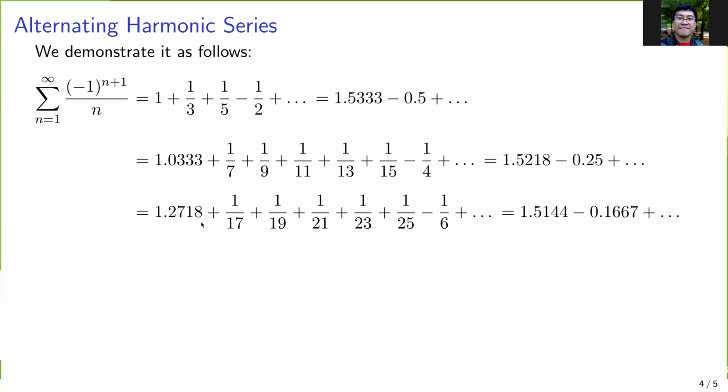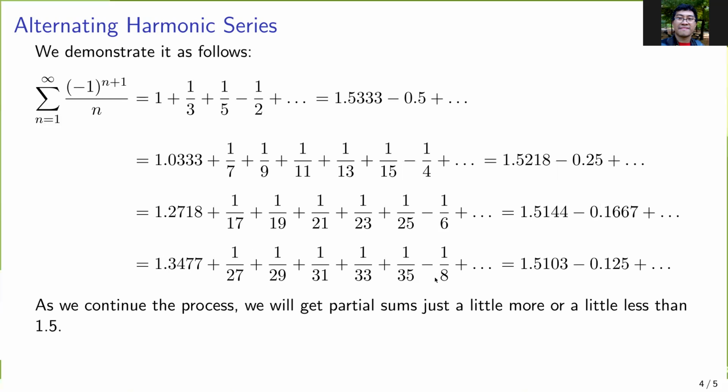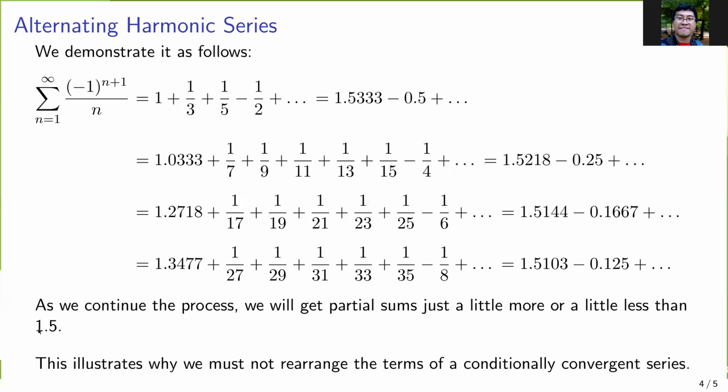Continue the process. You have 1.2718 plus these positive terms. That gives you 1.5144 minus 1 over 6. That would be 1.3477. And then add terms again for it to reach just above 1.5, minus another term, and then continue the process. So as we continue, we will get partial sums just a little more or a little less than 1.5. This illustrates why we must not rearrange the terms of a conditionally convergent series.